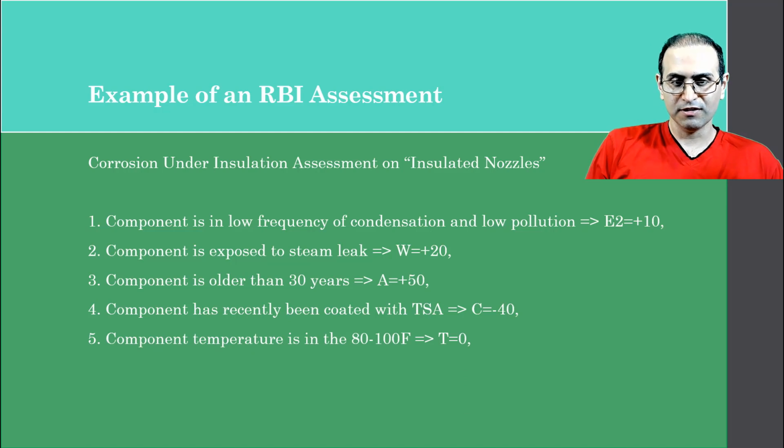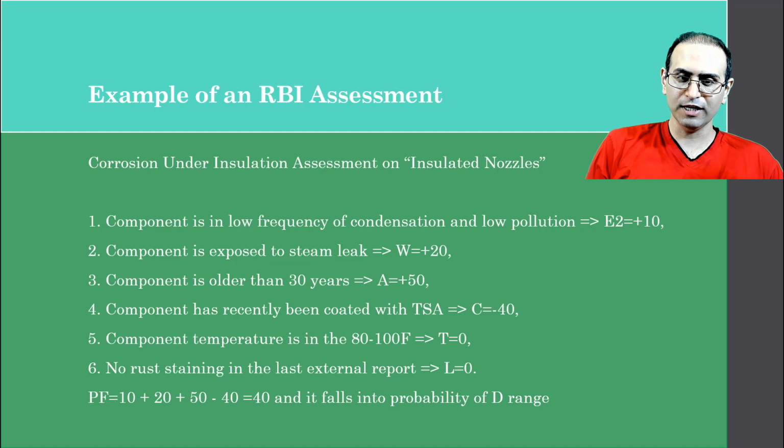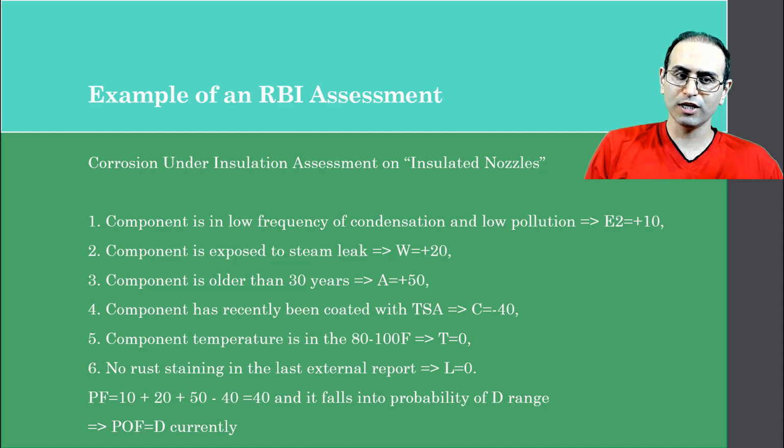Component temperature is in the range of 80 to 100 Fahrenheit, so the T factor is 0. And there is no rust staining in the last external report, so the L factor is 0. So the PF is the total of these numbers, which is 40, and it falls into the probability D range. So the probability was considered as D. This is just an example of the way that an RBI assessment on a specific corrosion mechanism is done, and you have to know all those factors and the way those factors are applied.